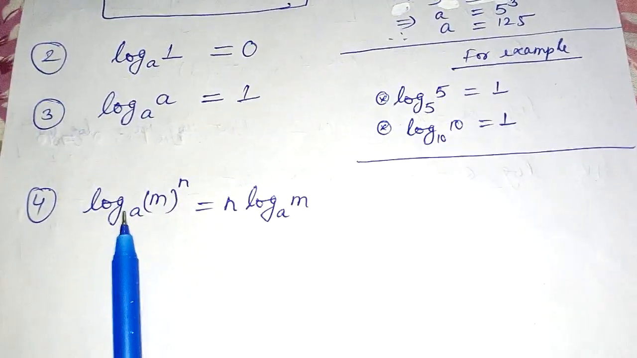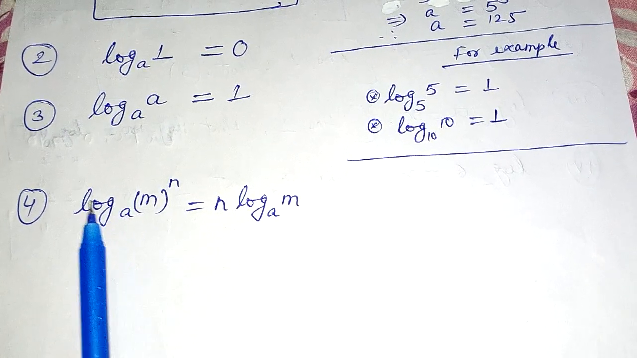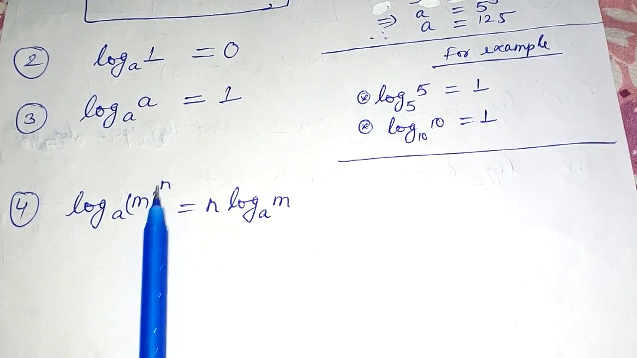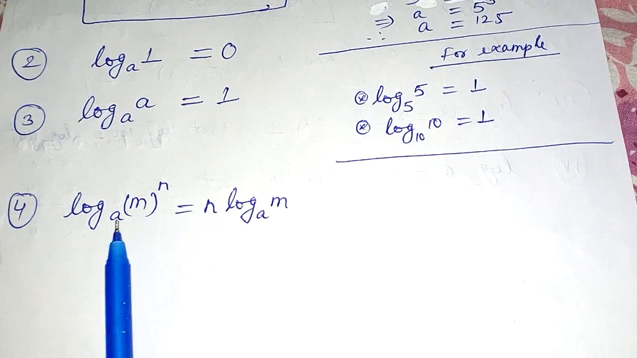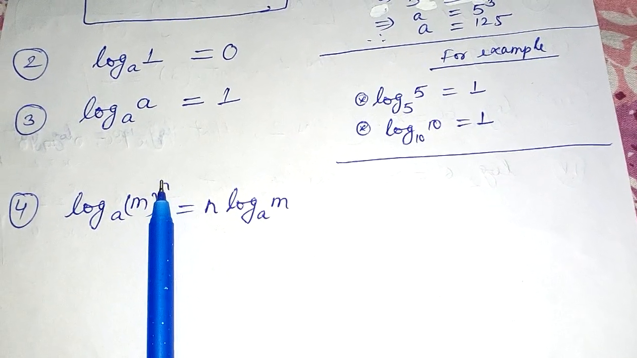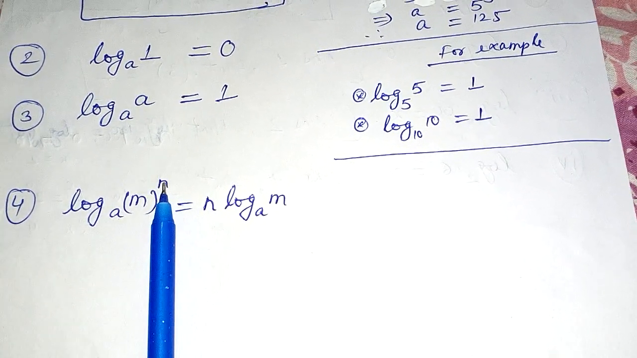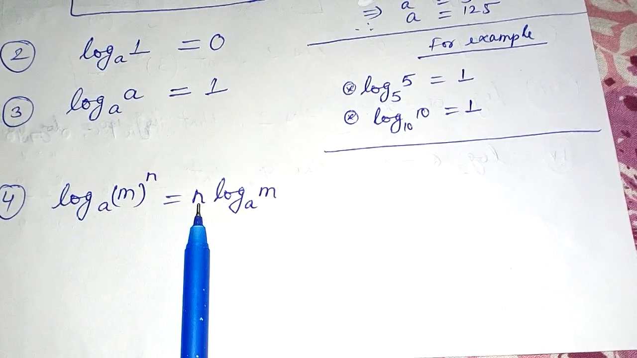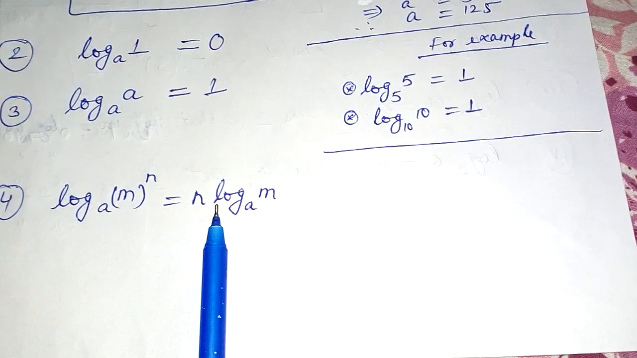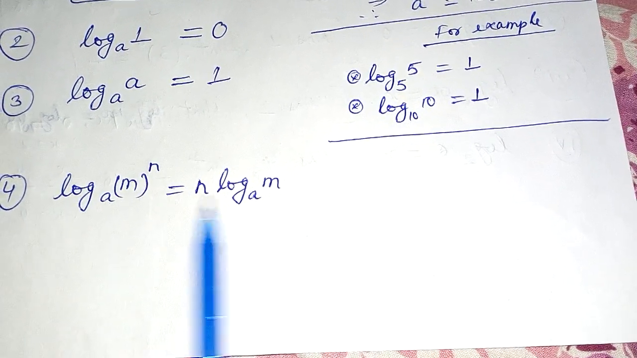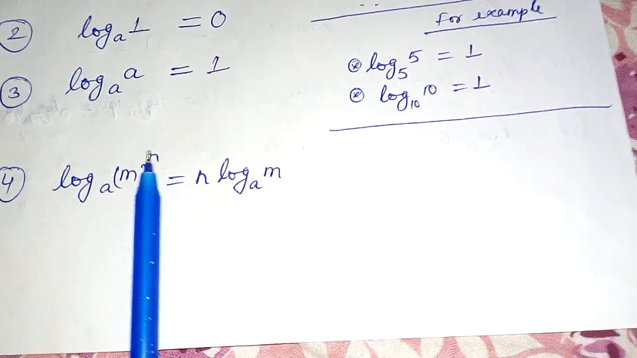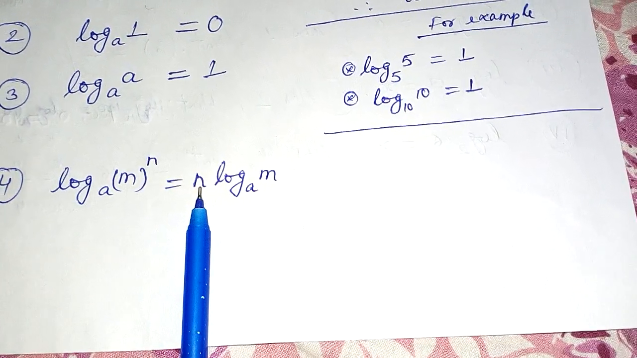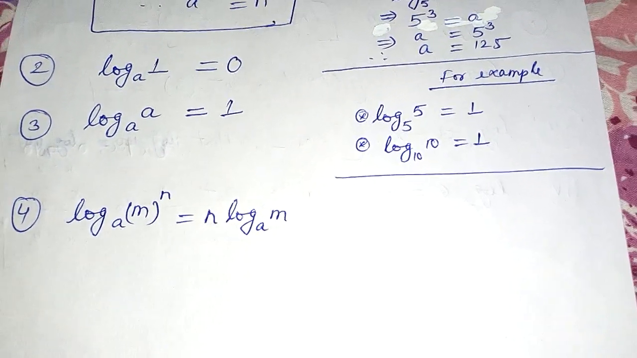Now one more very important formula. Suppose there is log m to the power n with base a. The rule of logarithm is that the power comes at the front. That means the answer will be n log m base a. Everything is the same, only the power comes first. Very important formula. Now I will show you some more very important examples.